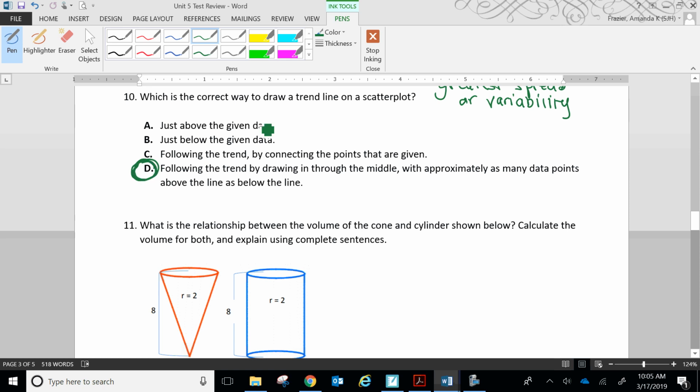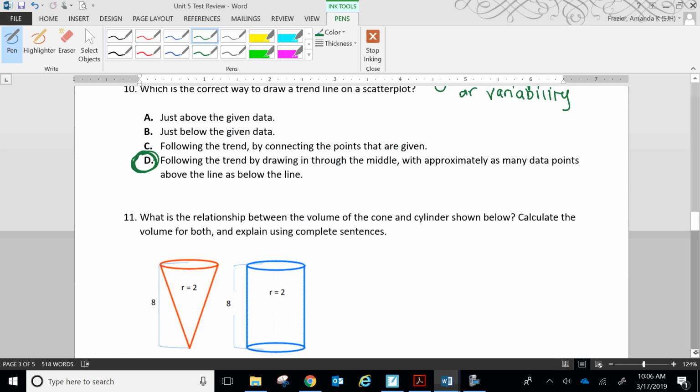If I draw above, then all my predictions will be too high. If I draw below, all my predictions will be too low. And if I just connect the points, I'm not really helping myself at all. I'm just connecting our data together. So D is the best way to draw my trend.